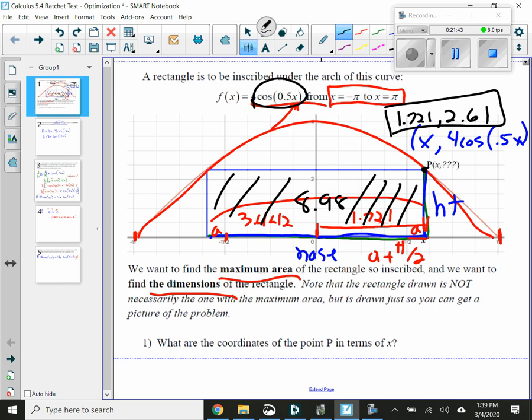Then it would be 3.442 for the base, and 1.721 for the height.